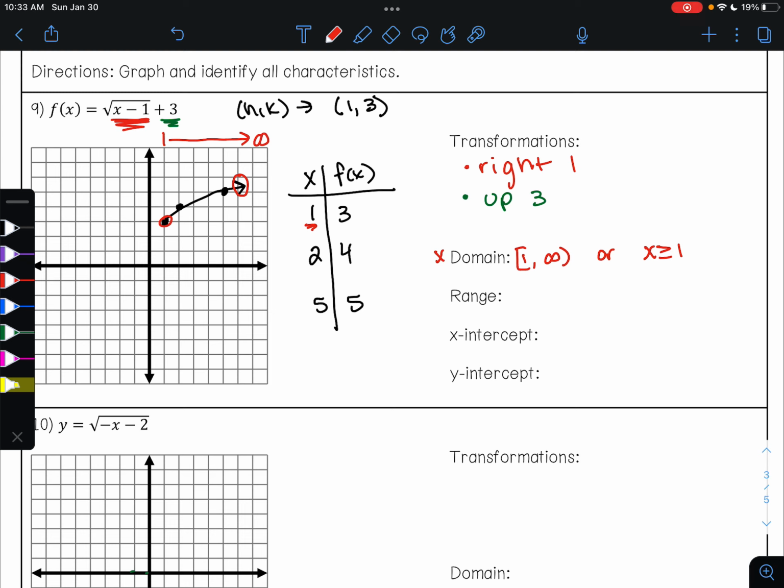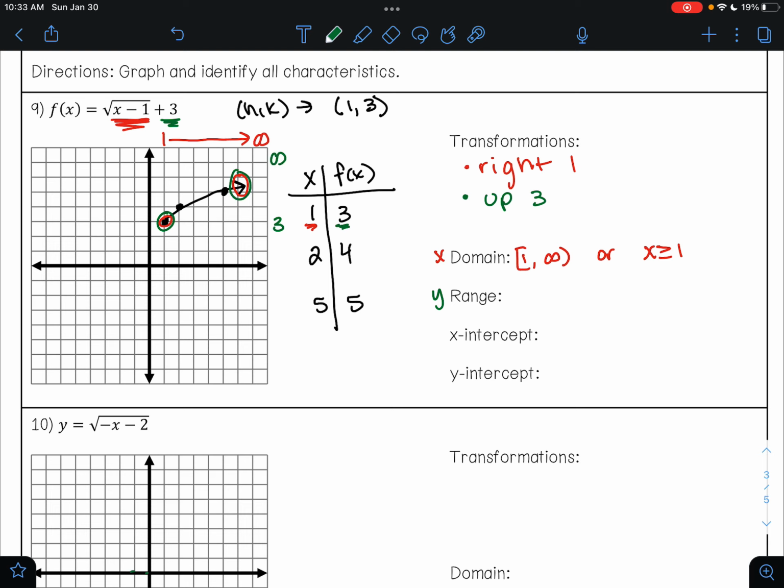Our range are our y values from the bottom of our graph to the top of your graph. The bottom of my graph is this point right here. This is where f of x is 3. My graph is going up forever, so that's going to infinity. So my range from the bottom of my graph to the top of my graph is from 3 to infinity. Another way that I could say this is that I'm starting at 3 and then I'm going up forever. So we could say that y, or in this case f of x, is greater than or equal to 3.